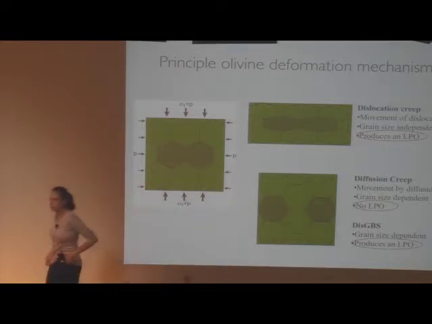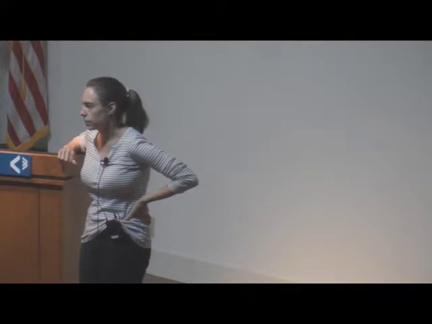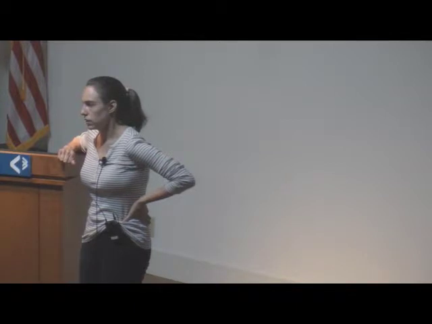Yes? So I've read in several places that the deeper part of the upper mantle is often thought to be in the diffusion creep regime. Is that still assumed? And what would be controlling the boundary with depth of where you get into the diffusion creep zone?